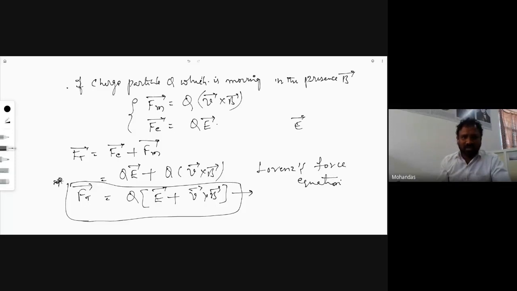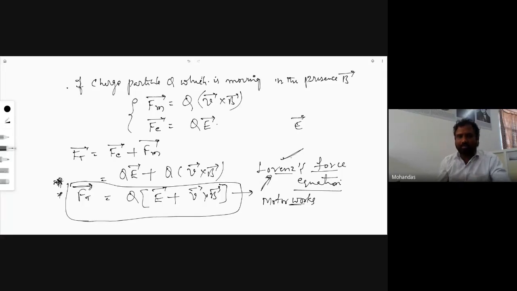Last year also they asked: derive the Lorentz force equation. You have to derive these things. F equal to Q into E plus V cross B. This is a very, very important equation, known as the Lorentz equation. Based on this equation only, the motor works. The motor works on the principle of the Lorentz force law. How the force is developed in the motor was explained by Lorentz. So we will discuss one by one.